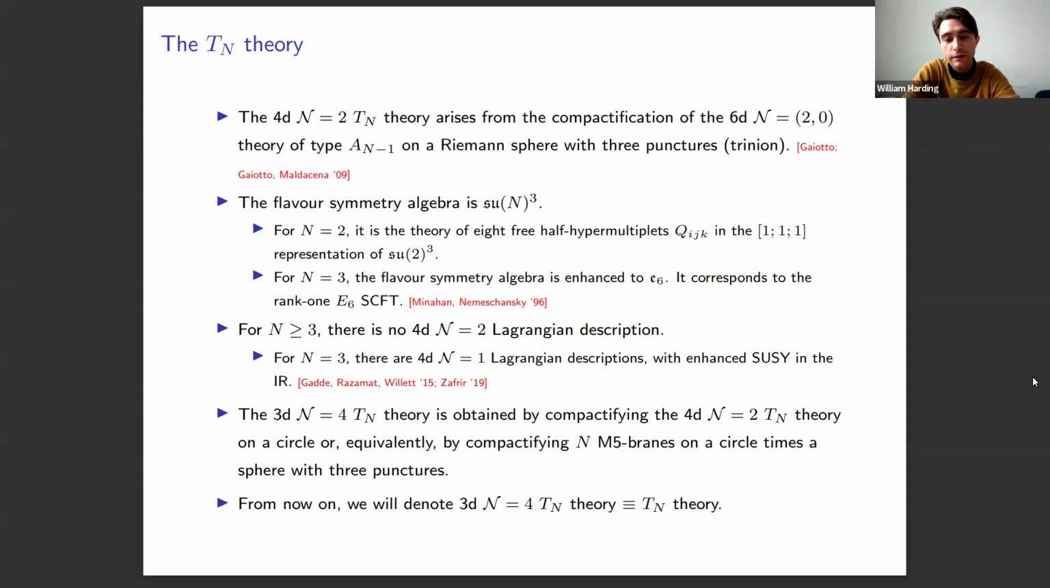For n bigger or equal than 3, there is no 4d N=2 Lagrangian description. However, in the case n equals 3, there is a 4d N=1 Lagrangian description with an enhanced SUSY in the infrared. Now the 3d N=4 Tn theory is obtained by compactifying the 4d N=2 Tn theory on a circle, or equivalently by compactifying N M5 branes on a circle times a sphere with 3 punctures. Since in this talk I will deal only with the 3D theories, from now on I will denote the 3d N=4 Tn theory simply as the Tn theory.